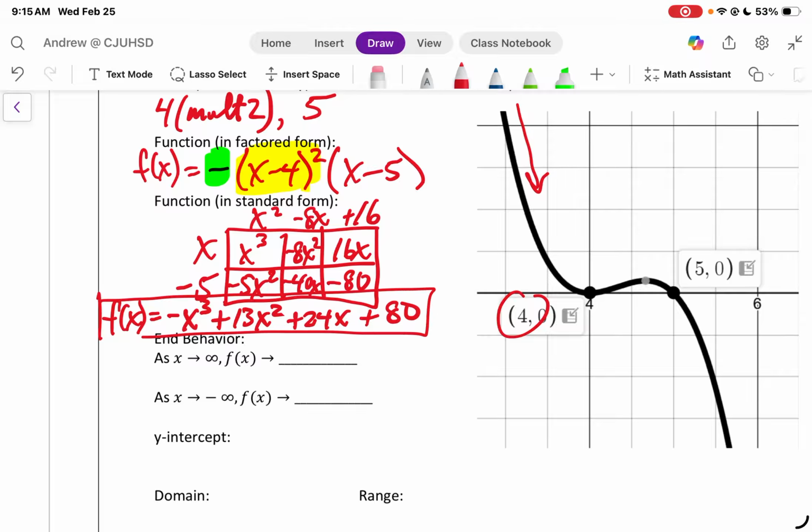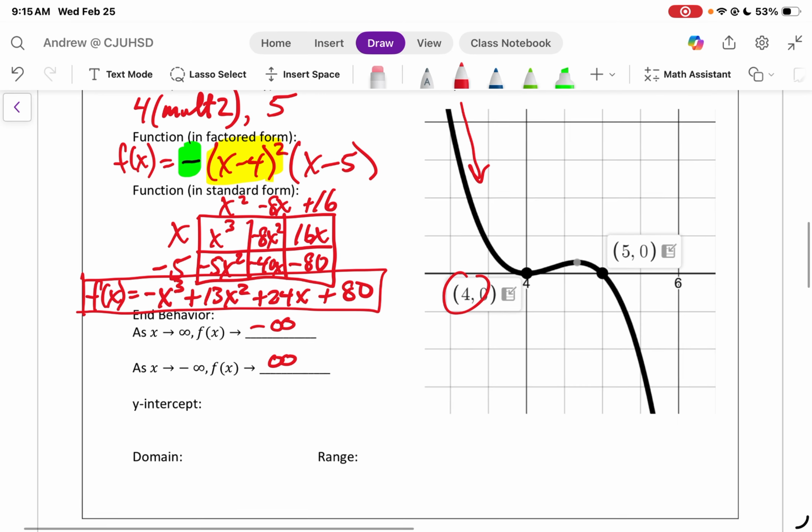All right. The end behavior, as we go to the right, we're going to negative infinity, and as we go to the left, we're going to positive infinity. The y-intercept would be the number at the end of standard form, 80. So 0, 80, this one right here. Domain, all real numbers. Range, all real numbers.